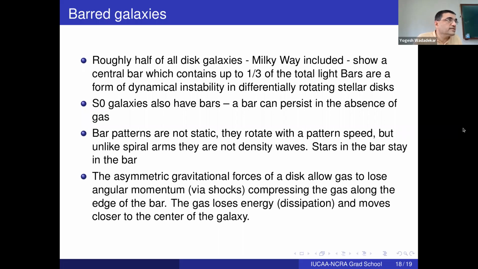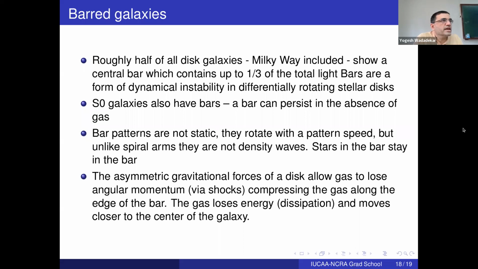Not just spiral galaxies, but lenticular galaxies can also have bars. And a bar can persist for a long time, even when it is composed only of stars and has no gas in it at all. By gas, one means, whenever one talks of gas in galaxies, it's not the gas inside the star, because that's a plasma. One means gas outside of stars in the interstellar medium. Bar patterns are not static. They rotate with some speed, with a pattern speed, but unlike spiral arms, they are not density waves. So again, when we come to the dynamics of spiral arms, we will understand all of these terms. Don't worry too much about it.